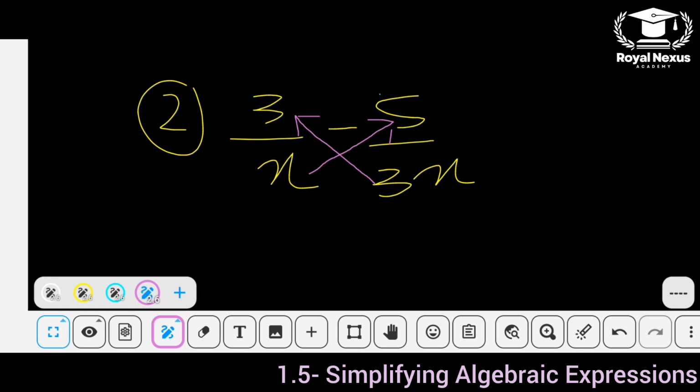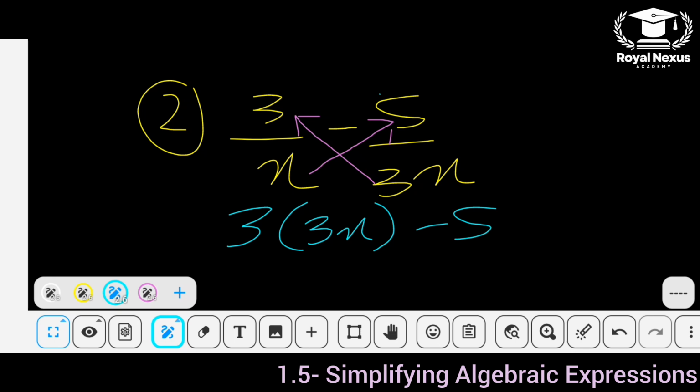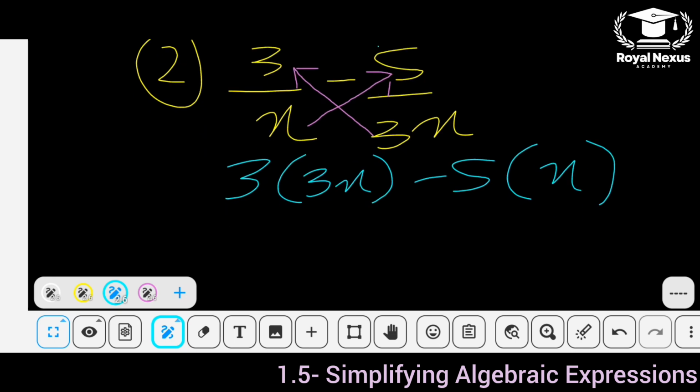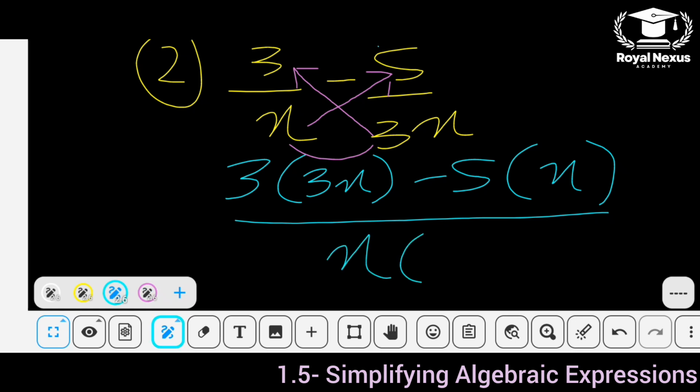So it will become 3 times 3x. The minus sign will be copied as it is, 5 times x. So this will be the numerator. In the denominator we will just multiply these two numbers. These two numbers we will just multiply them together. So it will be x times 3x.